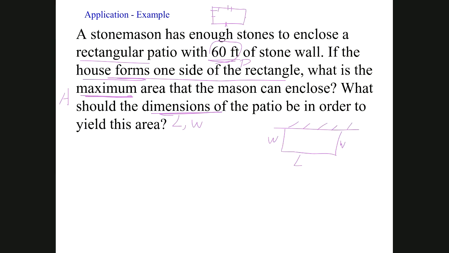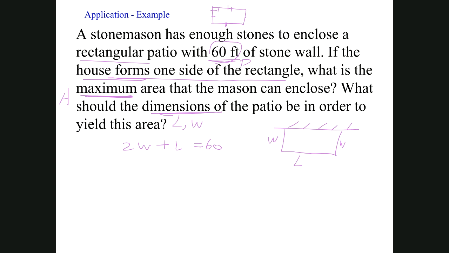So my 2W plus L should equal to what? 60. Because I only need to build the three sides. So I have one W, another W right here. So I have 2W plus L equal to 60, right?